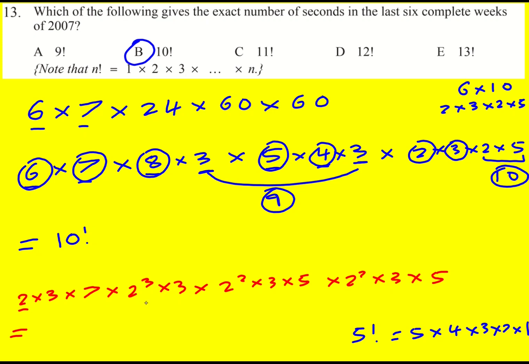So now let's count how many 2's we've got. That's 4, 5, 6, 7, 8, 2 to the 8. And then let's do the 3's. So 1, 2, 3, 4, 3 to the 4. 5's I've got 1, 2. And then I've got a single 7.